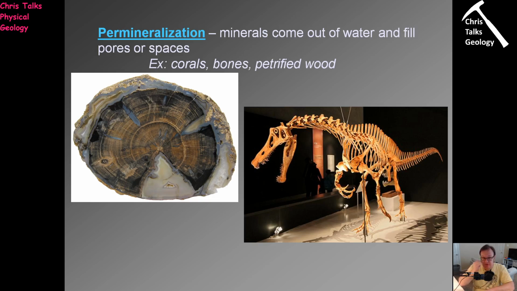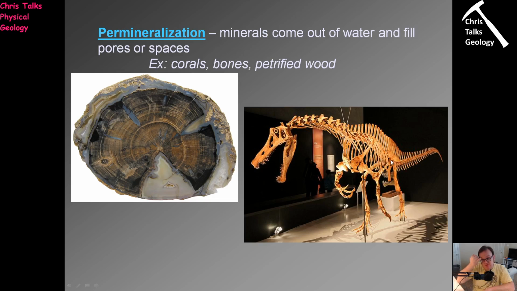In terms of permineralization, as discussed, this is simply where pores or voids within bones and organic material get filled in by another mineral. In this case, you can see a piece of petrified wood. All of the veins, all of the material within the tree here have been filled in by silica. Silica is of course SiO2, and the organic portion has been lost or replaced by silica as well. Same for these dinosaur bones here.